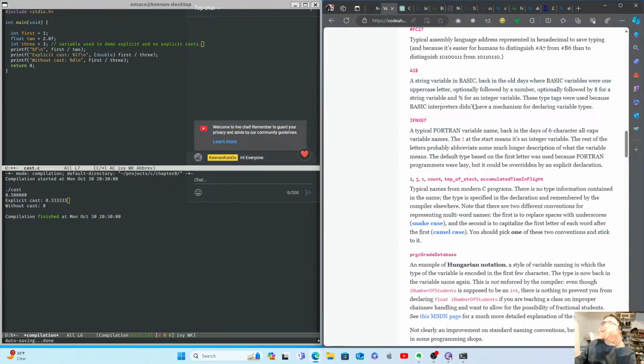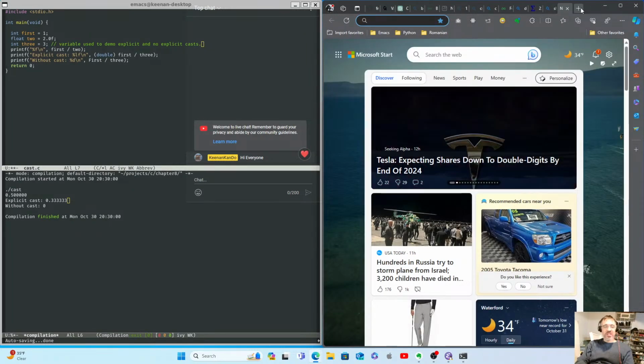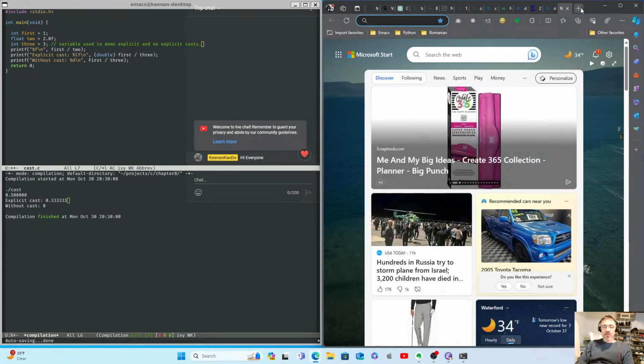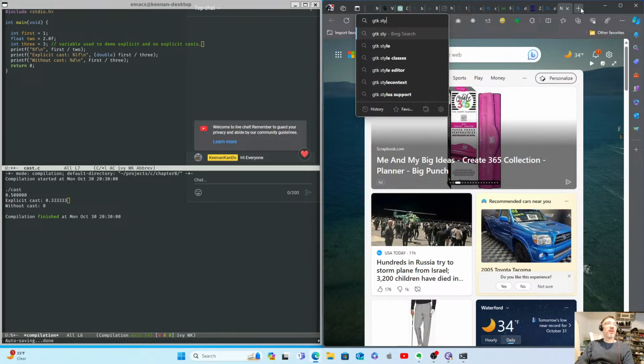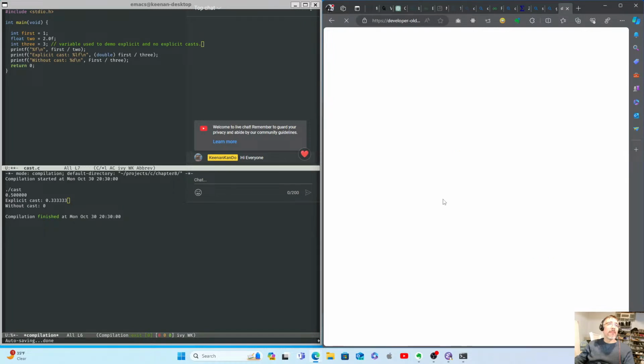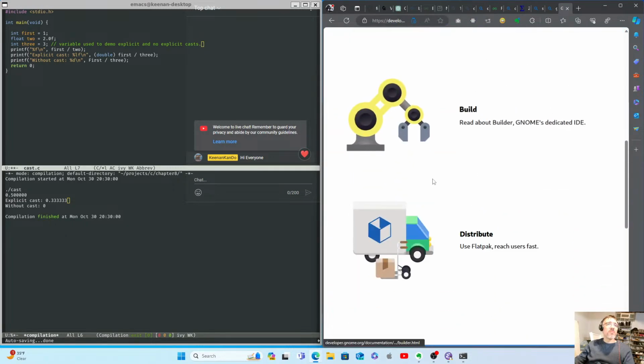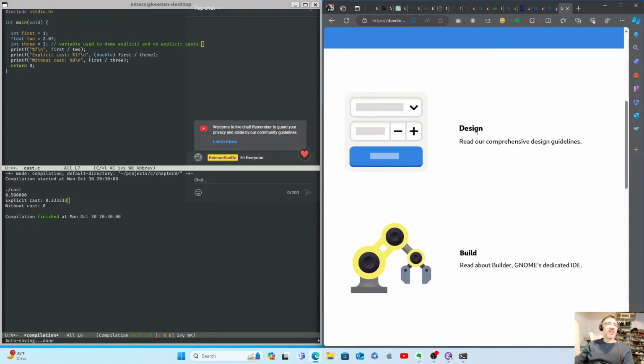That's a good thing to do sometimes, if you're unsure what kind of style to use and you're learning a new language, you can look up the style for the language that a large project is using. So for instance, for C, we might look at, like they said, GDK. So we could look at the GDK style guide. No. Developers. Design guide. There we go.